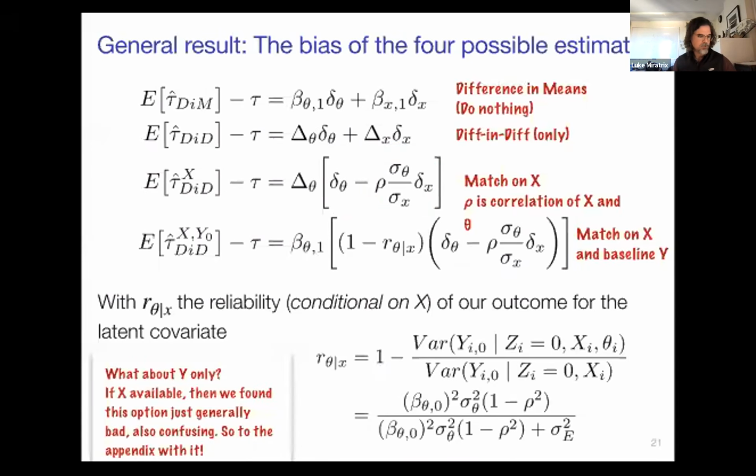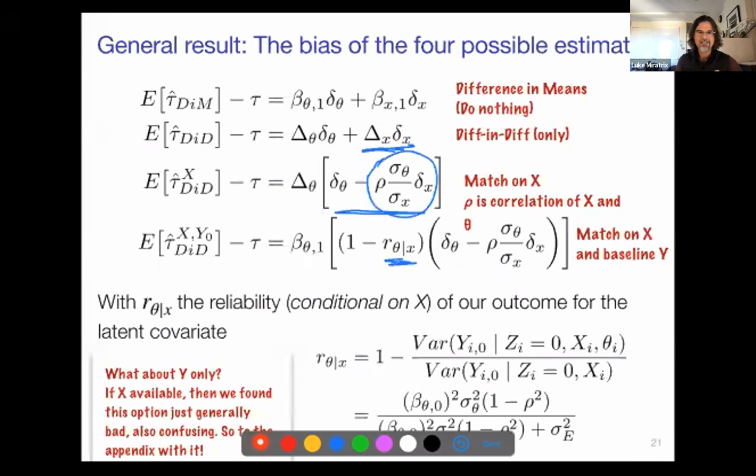Our reliability term still exists, but now it's reliability conditional on X. We think of reliability as how much Y pre tells you about theta beyond what you know about theta through X. So the more X and theta are correlated, the lower your conditional reliability would be, because you would be learning less and less about theta because you already know it.